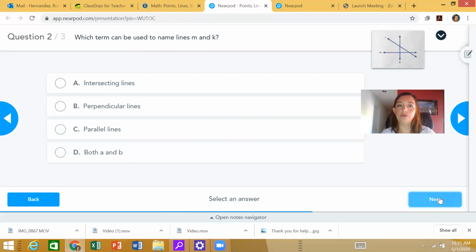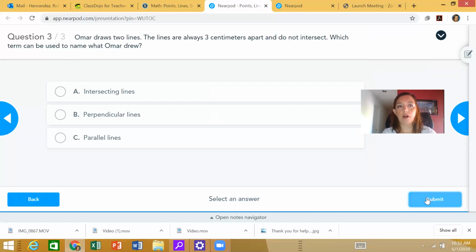Which term can be used to name lines M and K? So here's line M here, and line K here, is it intersecting, perpendicular, parallel, or both A and B? You're going to choose your answer and then you're going to put next. Omar draws 2 lines. The lines are always 3 centimeters apart and do not intersect. Which term can be used to name what Omar drew? So intersecting, perpendicular, or parallel lines, you're going to choose your answer and then you're going to put submit.